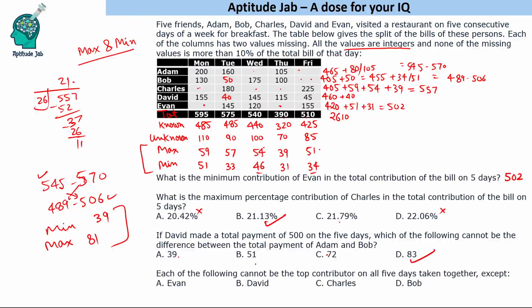Okay, next question is, each of the following cannot be the top contributor on all 5 days taken together except. So we have to find who among the following can be the top contributor out of these four. One thing that we have already done is calculate the total for these five people. So let us use this total, plus we shall use the maximum and minimum contributions of these people.